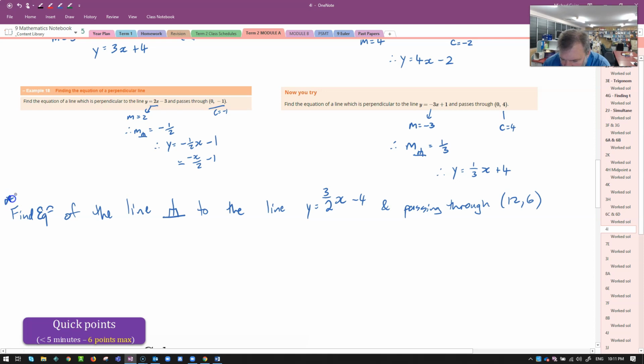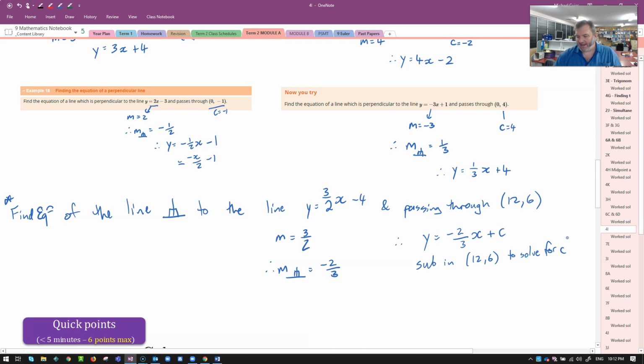Well, we do exactly the same thing. So, perpendicular, so this gradient of the line I've been given is 3 over 2. So the perpendicular gradient, the negative reciprocal, would be negative 2 over 3. And I haven't been given the y-intercept, but I can find it. From this, I know that my equation looks like y equals negative 2 over 3 x plus c. And I want to find that c value. What I'm going to do is sub in the point. I know it passes through this point, so it must work if I put in this point. Sub in the point 12, 6 to solve for c.